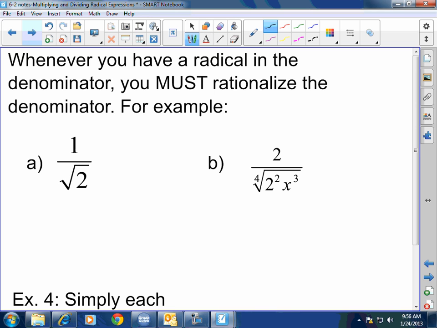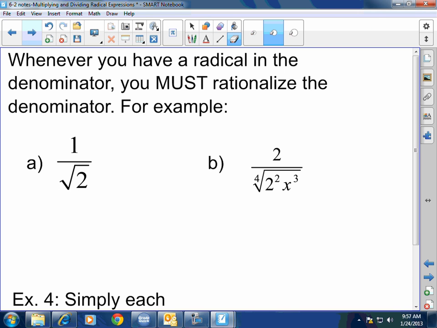Rationalize. Because you're going to see it on the SAT, you're going to see it on the ACT. Sometimes you're going to see a question on the test that says add or subtract or multiply or perform the indicated operation and rationalize all denominators. Rationalize means getting rid of the radical in the denominator. Now, how do we do that?